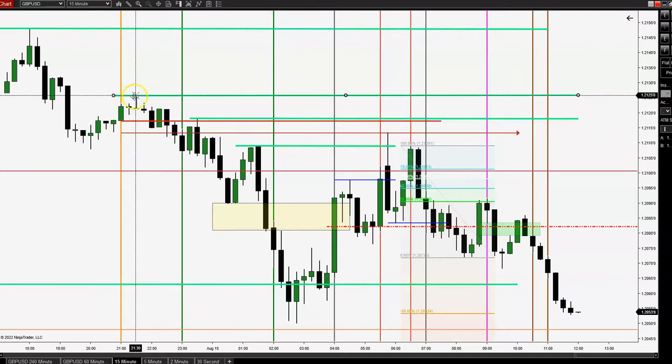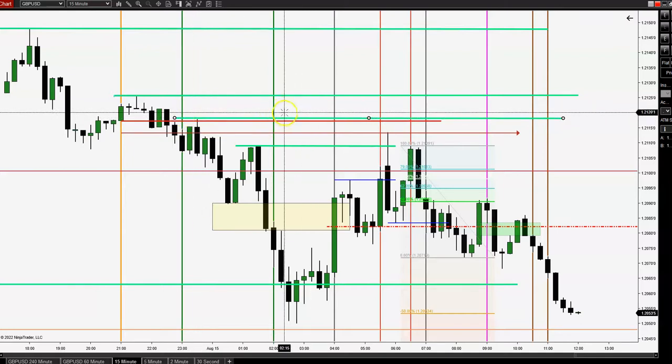Now, how I know I have these green lines drawn in here, if you guys are asking, well, what is that? Well, these are my time zones, areas where, for example, here's my London session. So this is the highest level of this London session for this particular area. And so this is why I have this line here.